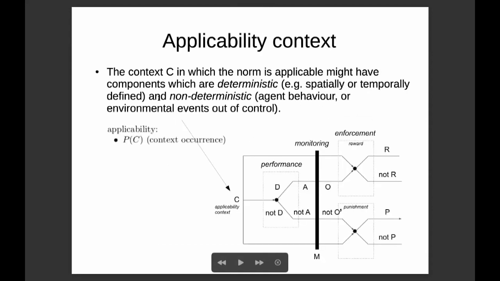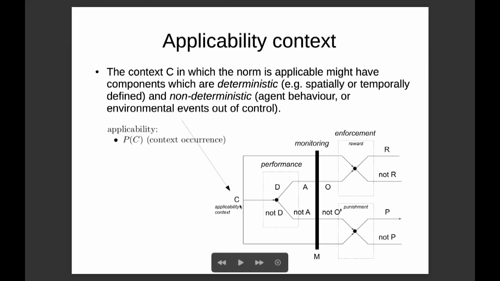This context may have deterministic components, such as spatial or temporal coordinates. For instance, in this city, during the night, you cannot go faster than 50 km per hour. Others are non-deterministic. For instance, if there is an ambulance coming, you need to make it pass. In the model template, we will refer to a probability P(C), capturing how often the agent may happen to be subjected to the norm.